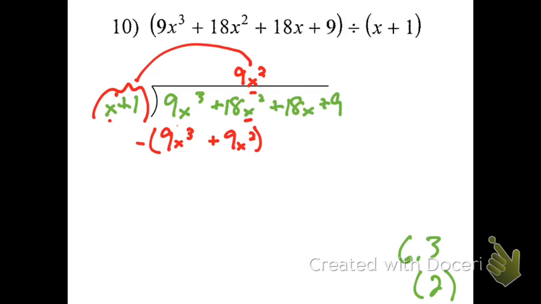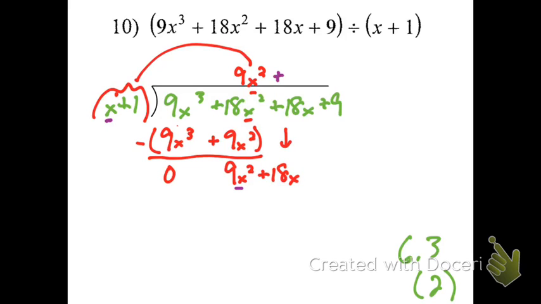So now we have them organized so we can combine like terms. 9x to the third minus 9x to the third is going to be 0. Got to have that. And then 18x squared minus 9x squared is going to be 9x squared. I'm going to drop down my plus 18x real quick. Now, what do you multiply by x to get 9x squared?